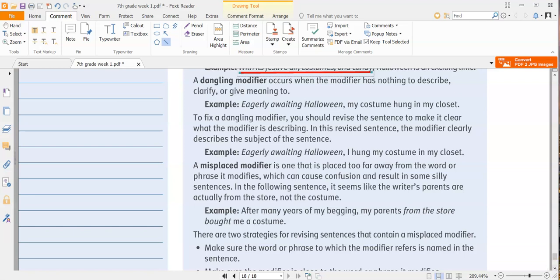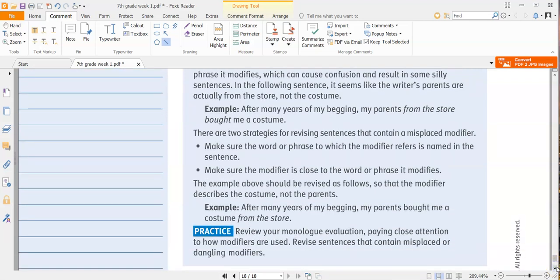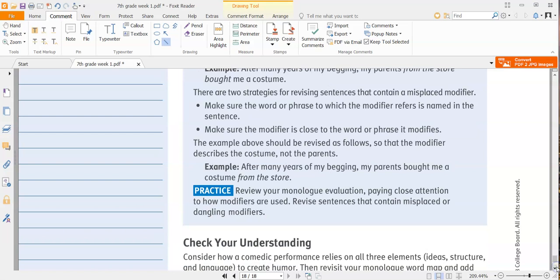You need to make sure that the word or phrase to which the modifier refers is named in the sentence, and you need to make sure that it's close to the word or phrase it modifies. So if you change the above example, you would have, after many years of my begging, my parents bought me a costume from the store. So now you have from the store closest to the word it describes, which is costume.